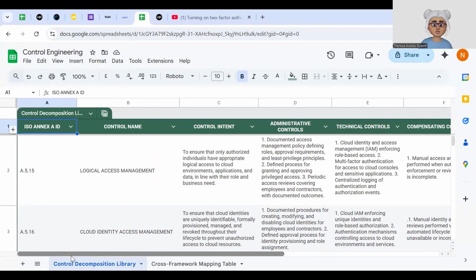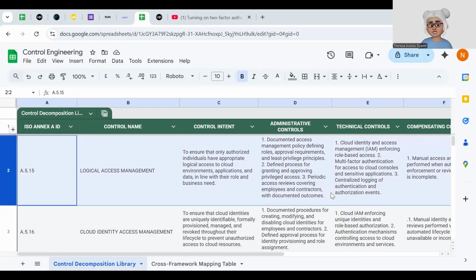So I'm not going to talk at length. I'm just going to focus on the first control so that you have a better understanding when you are engineering a control for your organization, like I did for this organization during this project. The first one we are going to look at is logical access management. Why logical access management? Because, like I said, it's a cloud-first organization.